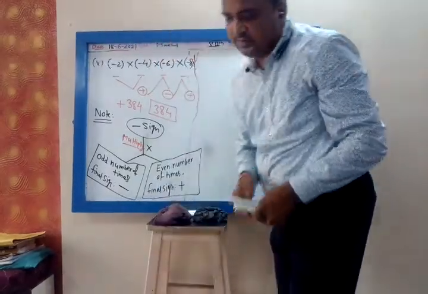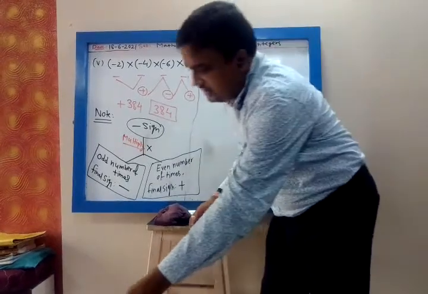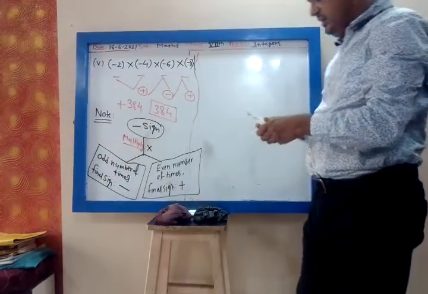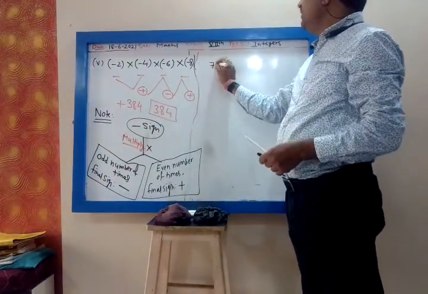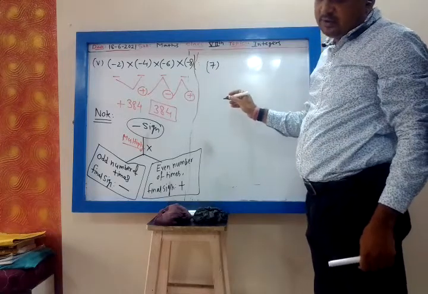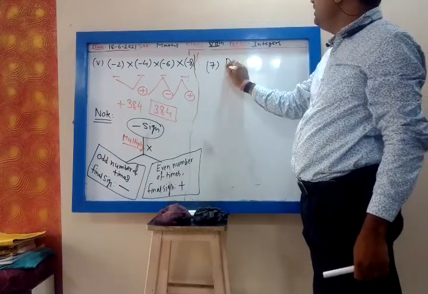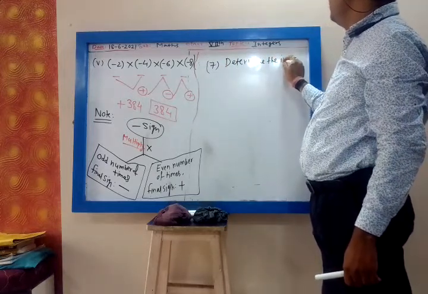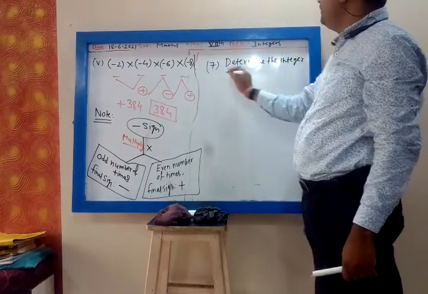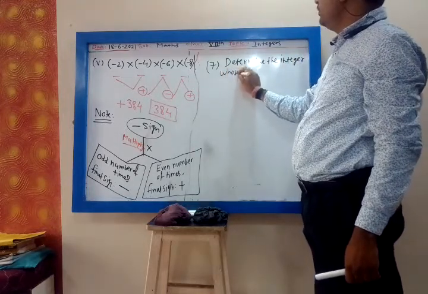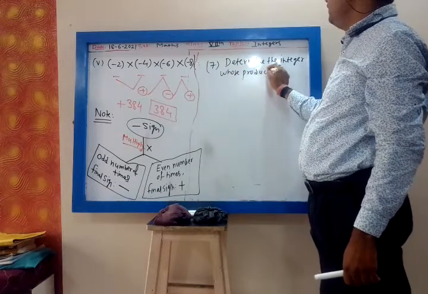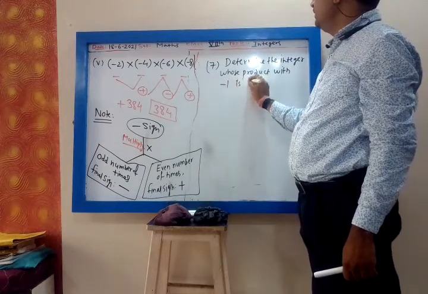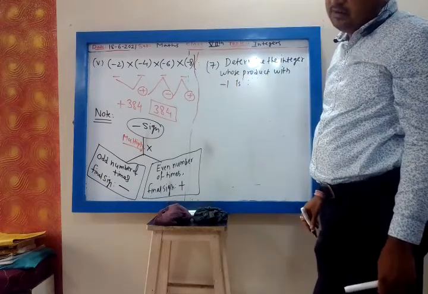Now next: determine the integer whose product with minus 1 is given. You have to find the number, seventh one. Determine means find out. Determine the integer whose product with minus 1 is given; you have to multiply the number with minus 1.